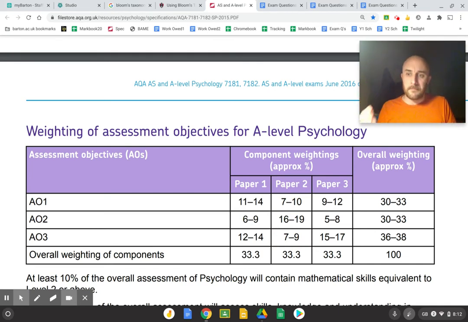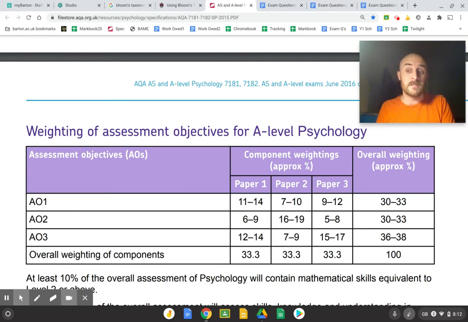on AO2. So whilst you have to be as prepared as possible for the exams, AO1, AO2, AO3, you have to be really good at all of them, it's a good idea to know what to expect going into the exams. Paper one is going to be mainly describe and evaluate. Paper two is going to be crazy heavy on the application.